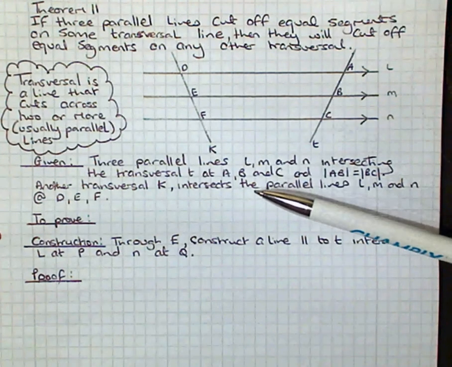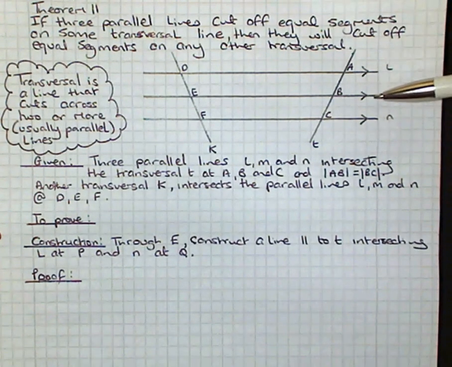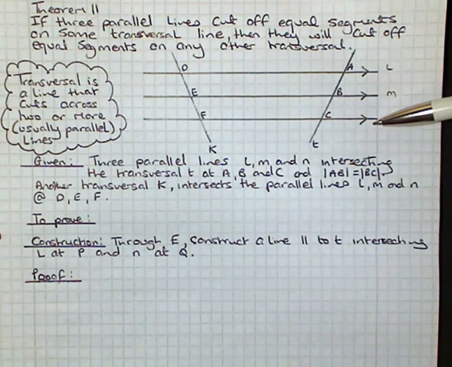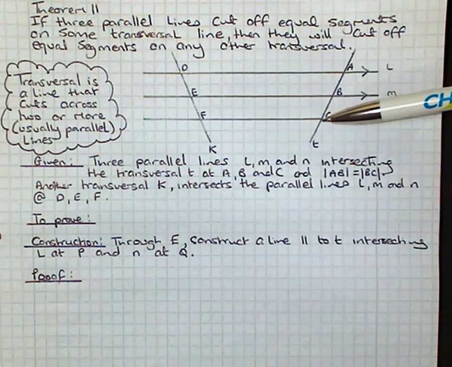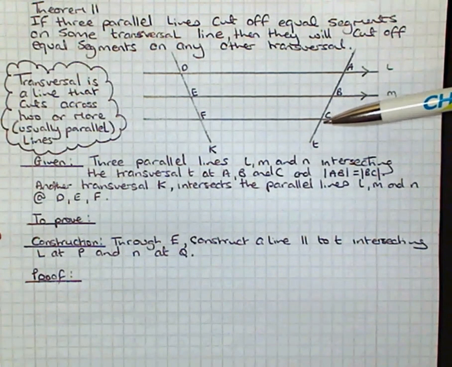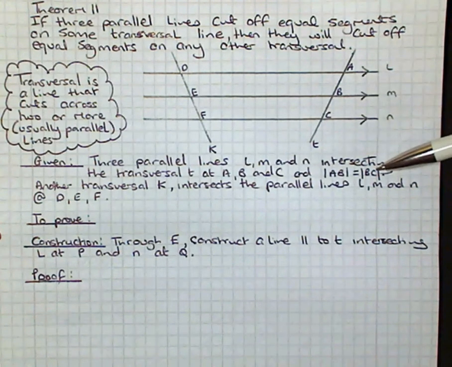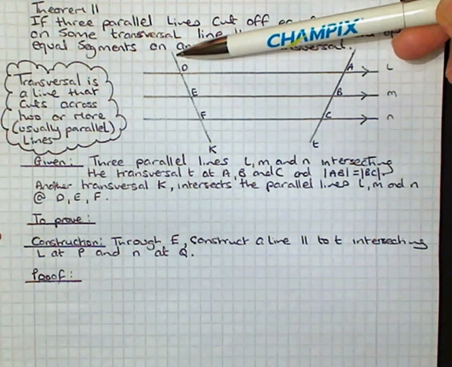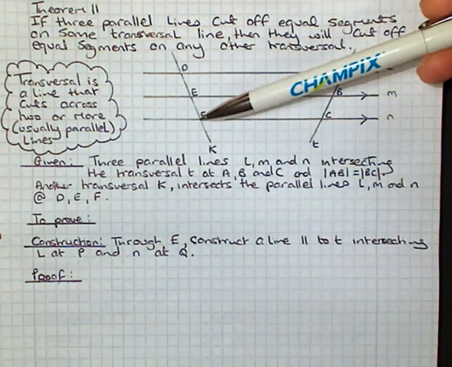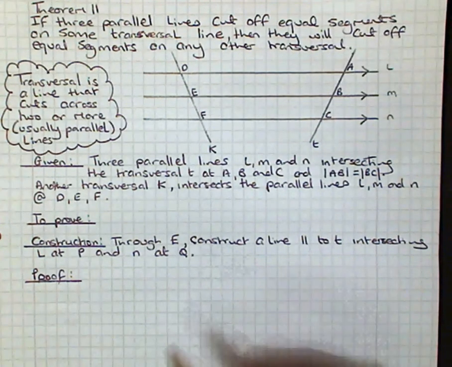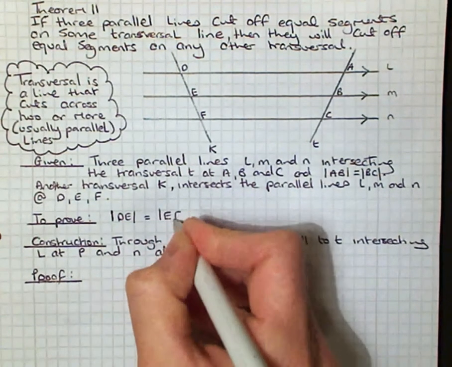So what are you given? The first thing in a theorem, you write down what you were given. So you're given the three parallel lines, L, M and N, and they're intersecting the transversal T at the points A, B and C. And from what we're told in the theorem, we know that AB is equal to BC. We're given another transversal K, and it intersects the parallel lines at D, E and F. And what we want to prove is that the length DE is equal to the length EF.